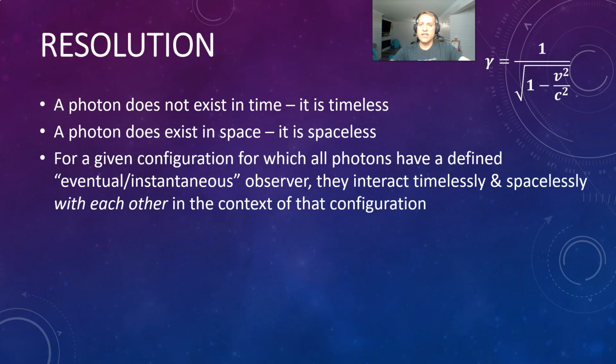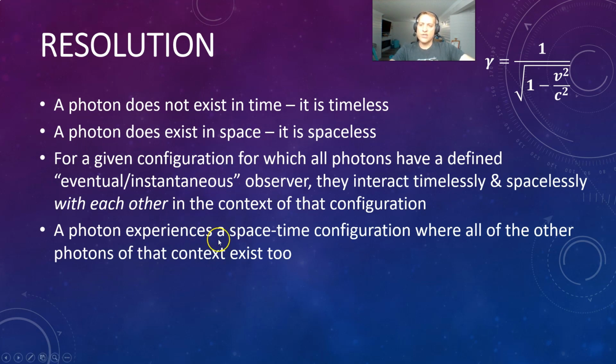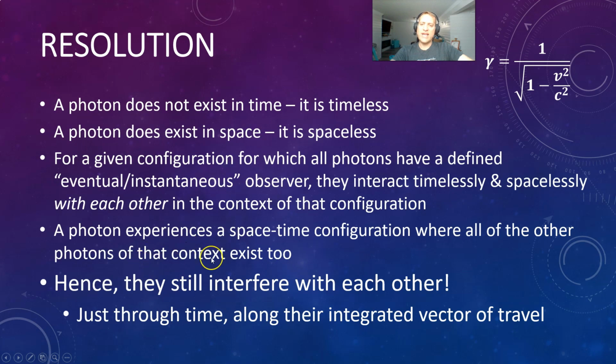each other, right? Well, it's because photons don't exist in time, so they're interfering with the other photons just across time, right? So a photon experiences a space-time configuration where all the other photons of that context exist too. Hence, they still interfere with each other. So they are interfering with each other, just how we think of when there's a whole bunch of photons at once going through. It's still actually like that for a photon, because a photon doesn't experience time or space.